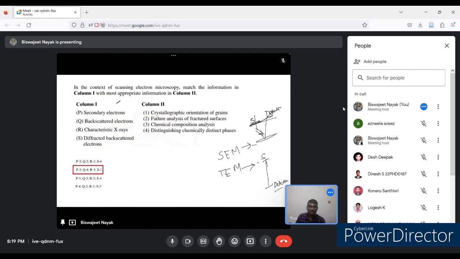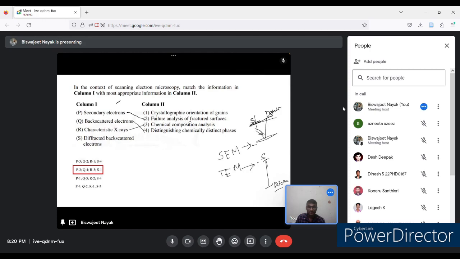But there are a lot of electrons which come out while performing scanning electron microscopy. So these secondary electrons, what do they help in? They help in failure analysis of fracture surfaces. Backscattered electrons help in distinguishing chemically distinct phases. Characteristic X-rays help in finding out the chemical composition analysis.